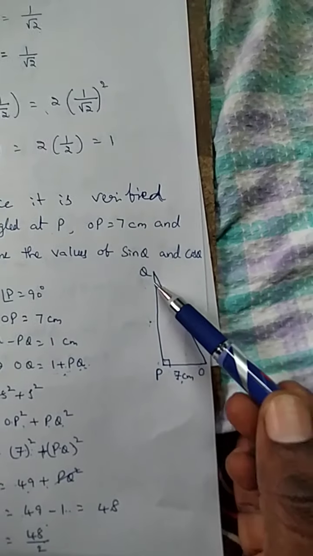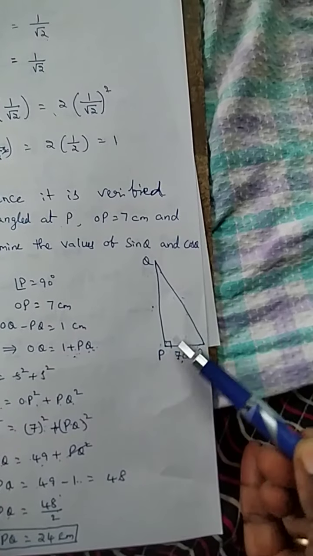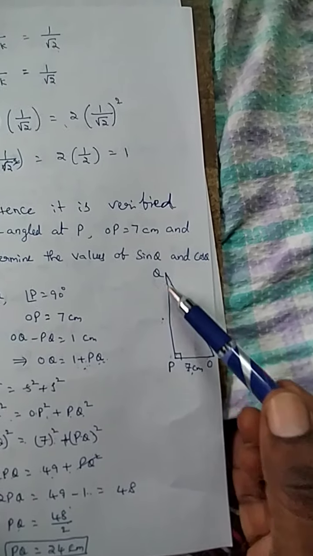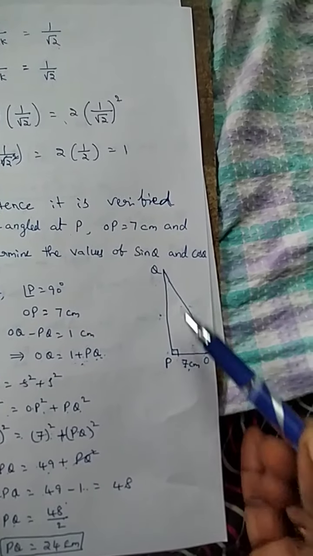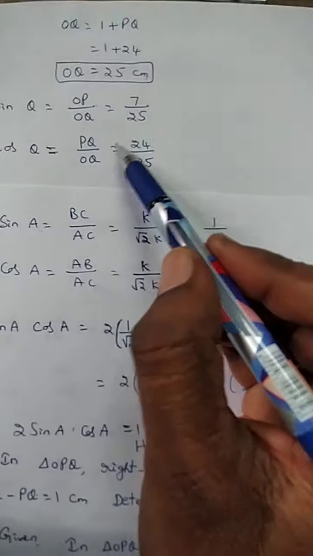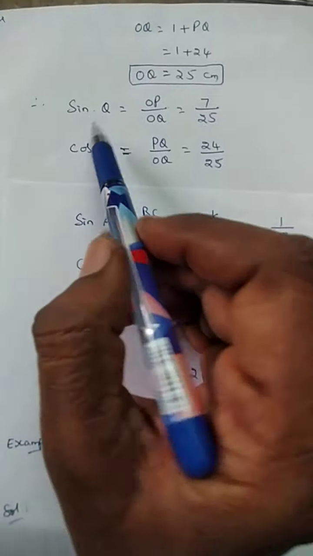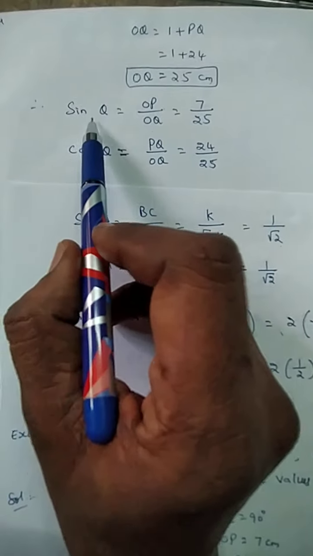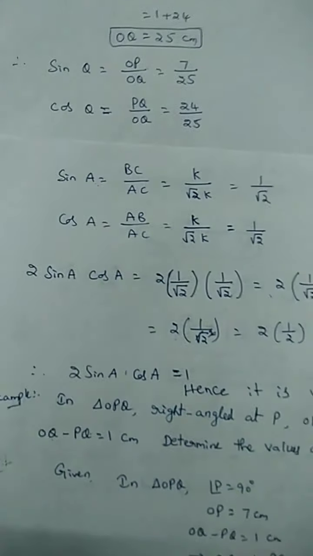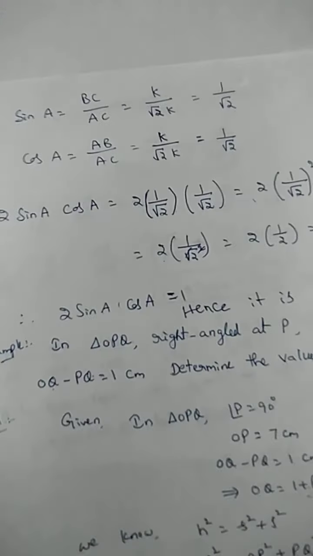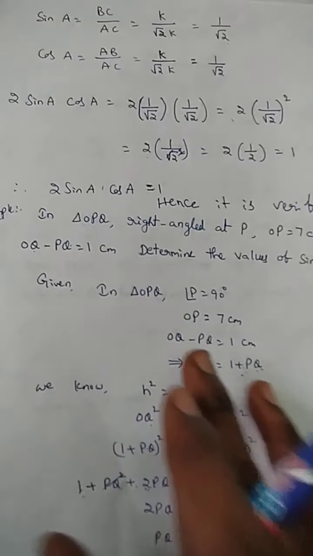Then cos Q. Cos Q is adjacent by hypotenuse, so this one is adjacent, which means PQ by OQ. What is PQ? 24. OQ is 25. So it is 24 by 25. These are the required values for sin Q and cos Q. Sin Q is 7 by 25. Cos Q is 24 by 25. Okay, this is the way to solve these problems.